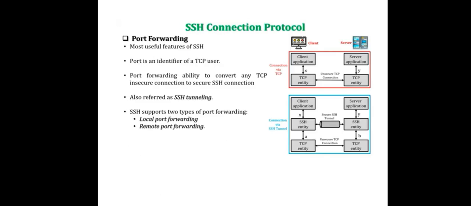Now let's see about port forwarding in the connection protocol. It is one of the most useful features of SSH. A port is an identifier of a TCP. Therefore, a feature of SSH is the port forwarding ability to convert any TCP connection into a secure SSH connection. It is also referred to as SSH tunneling. It means port forwarding is one of the most useful features of SSH.